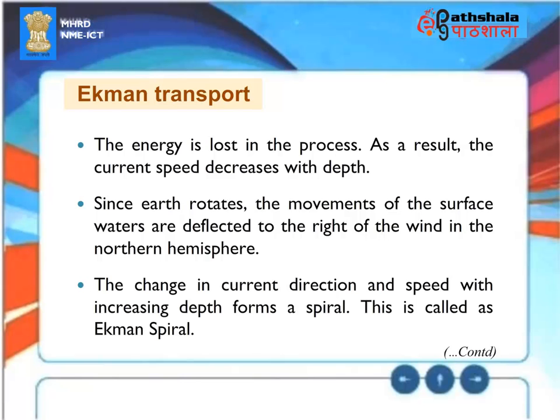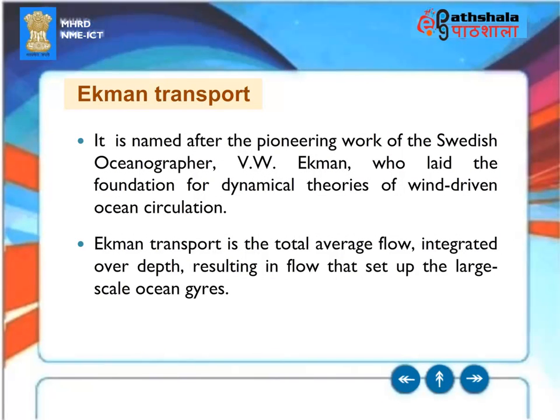Since Earth rotates, the movements of the surface waters are deflected to the right of the wind in the northern hemisphere. The change in current direction and speed with increasing depth forms a spiral. This is called the Ekman spiral. It is named after the pioneering work of the Swedish oceanographer W. Ekman, who laid the foundation for dynamical theories of wind-driven ocean circulation. Ekman transport is the total average flow integrated over depth, resulting in flow that set up the large-scale ocean gyres.